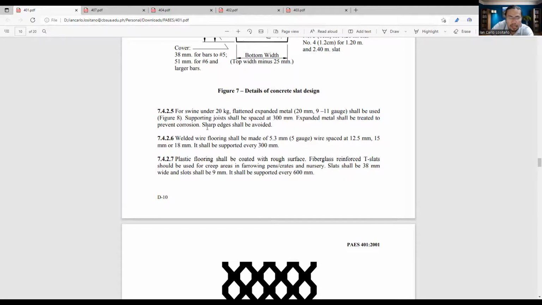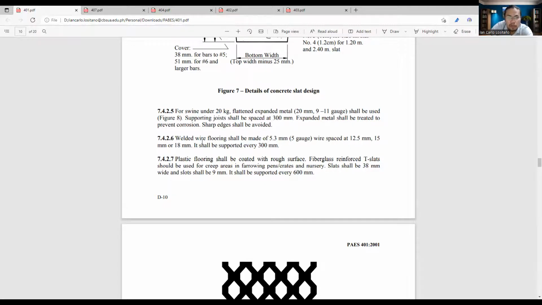In most cases, the structure would be using a lot of water, and most of the time the place is wet. Thus, this is a mandatory provision that the metal shall be treated to prevent corrosion. If possible, stainless steel could be used.